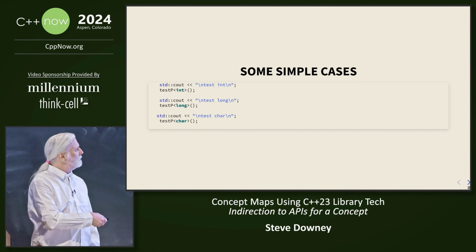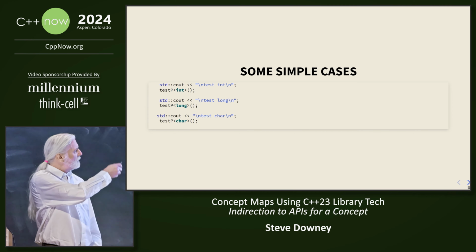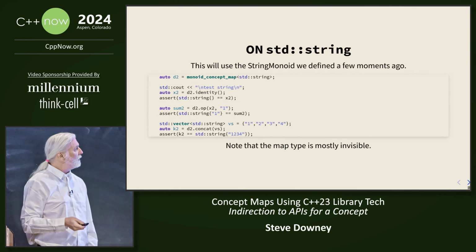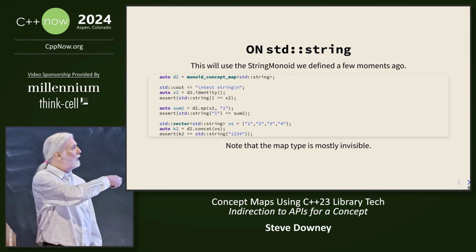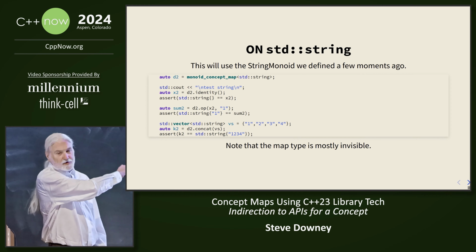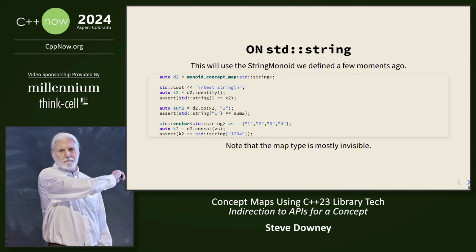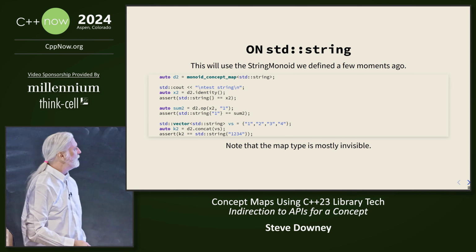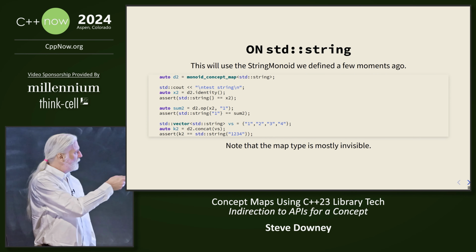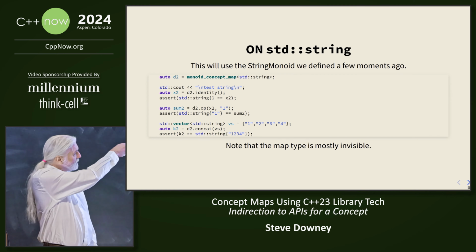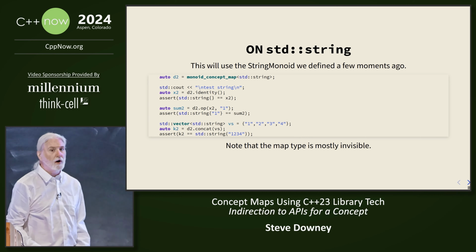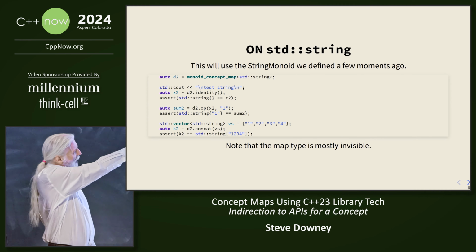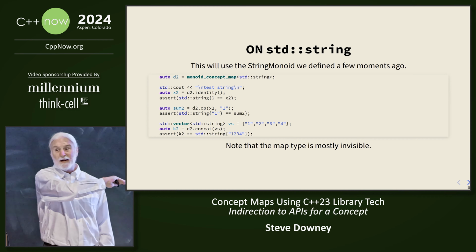So some simple cases: you're going to run the test for int, the test on long, test on char, and run those functions. We're going to do a similar thing on the string definition, but because I can't convert by default from integers to strings, I provide strings to work with. This does basically the same kind of thing. Note that the type of the map is mostly invisible. You don't really care about this, and putting that monoid concept map at the beginning of your function is pretty mechanical too.